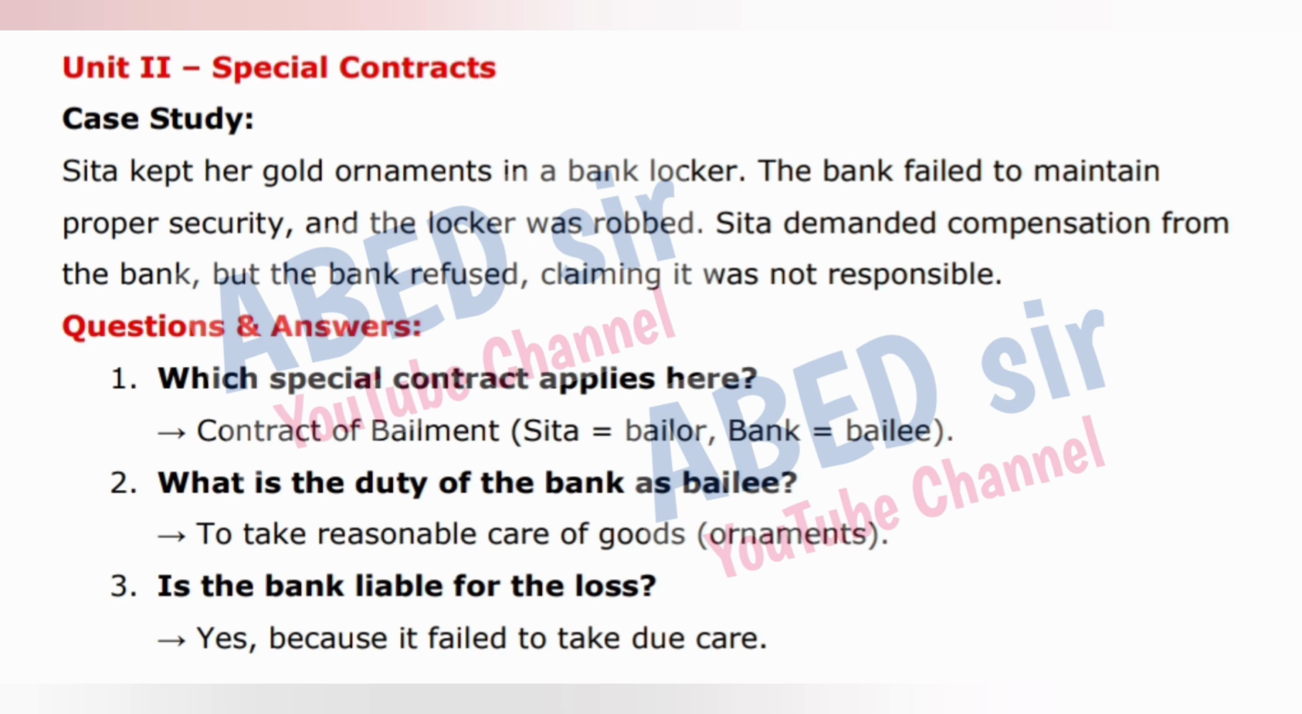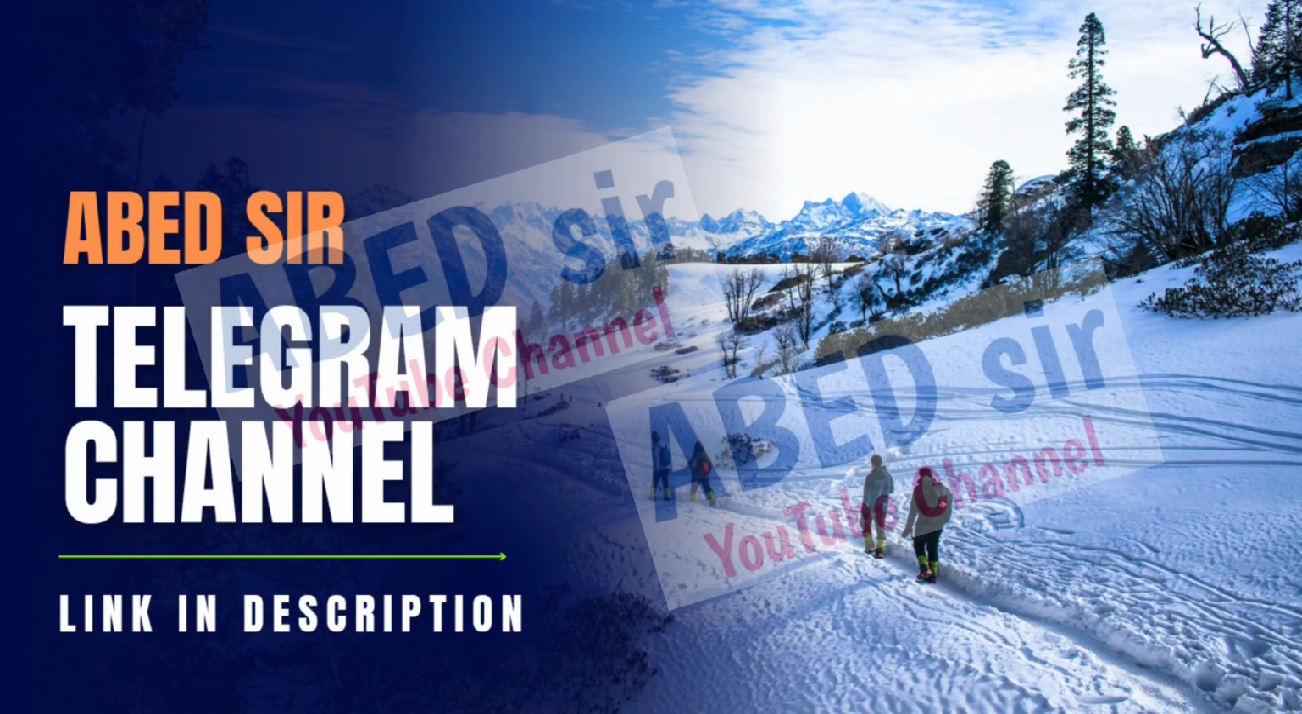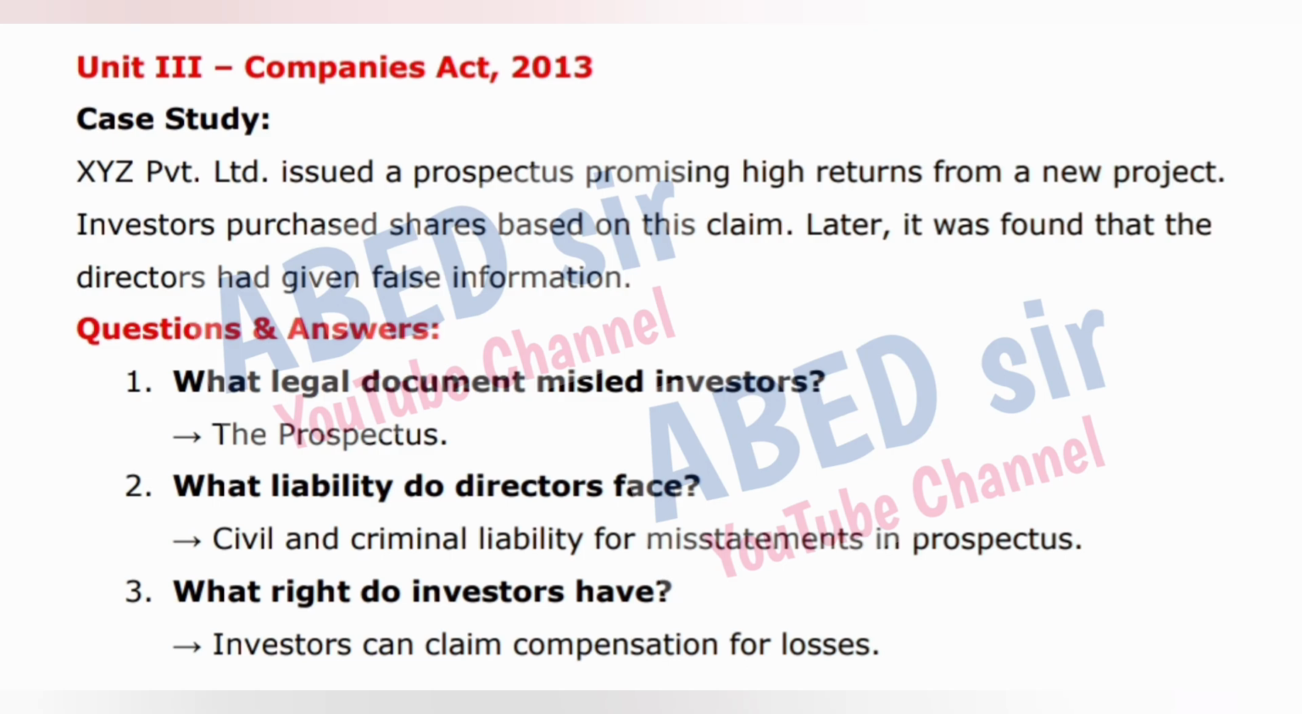Contract of bailment, Sita is the bailor, bank is the bailee. 2. What is the duty of the bank as bailee? To take reasonable care of goods, ornaments. 3. Is the bank liable for the loss? Yes, because it failed to take due care. Next, Unit 3, Companies Act, 2013.